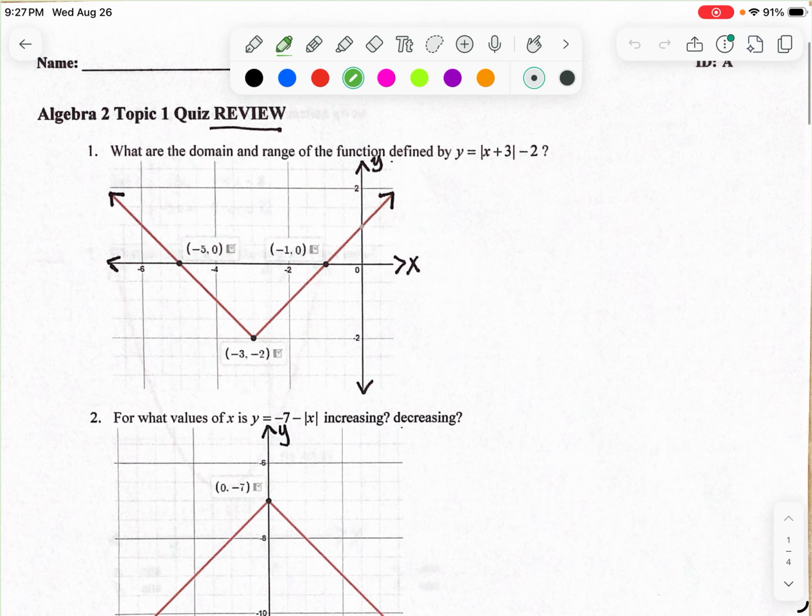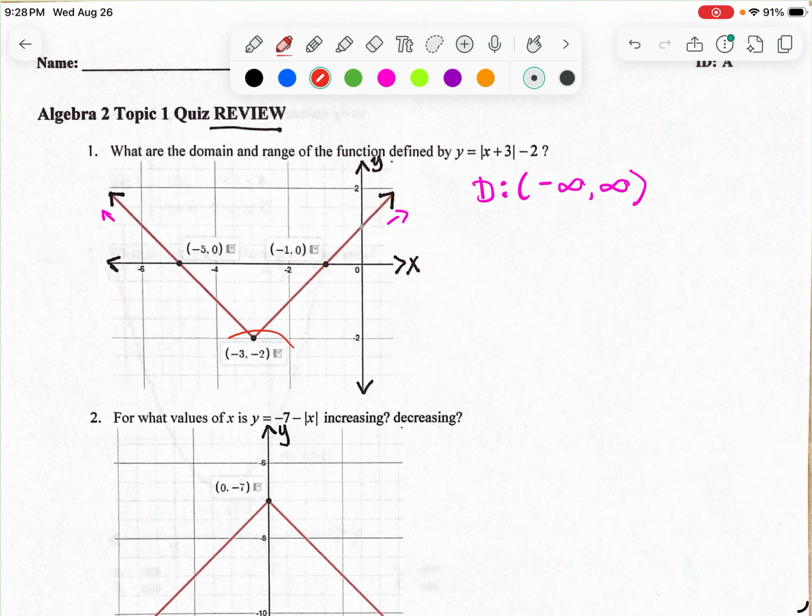Okay, so number one, you're finding the domain and range of the absolute value function. Remember, the domain are your x values. I can see here that this graph is going to the right and left infinitely. So we know the domain is all real numbers, or from negative infinity to positive infinity. The range, however, is not.